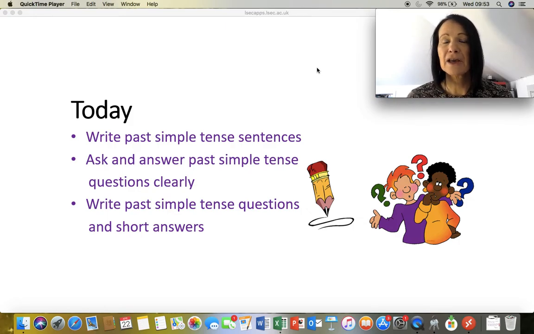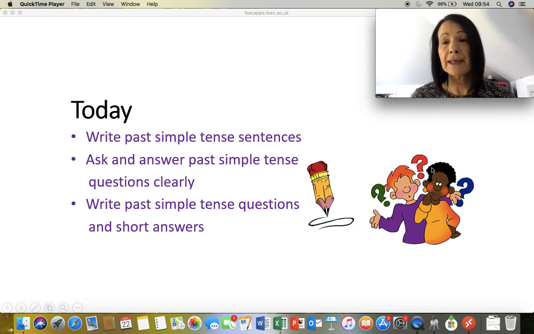This lesson is going to be about the past simple tense, using the past simple tense. And you're going to write past simple tense sentences, ask and answer past simple tense questions clearly, write past simple tense questions and short answers. You can see the picture there, writing, and a picture there of people asking and answering questions.